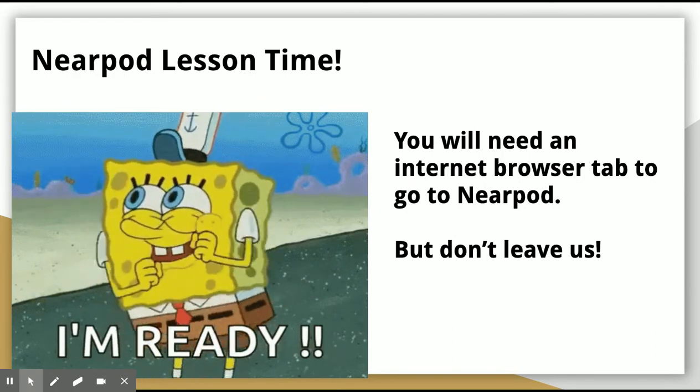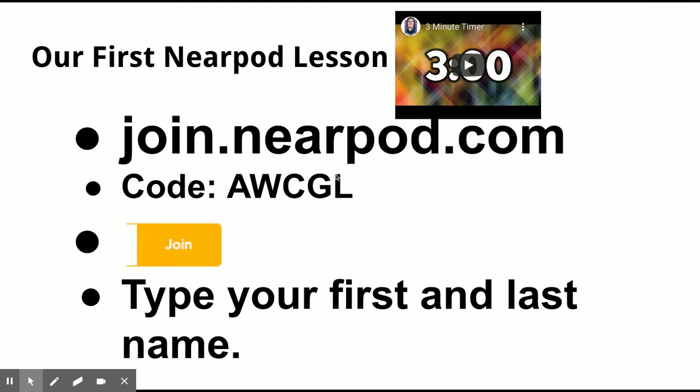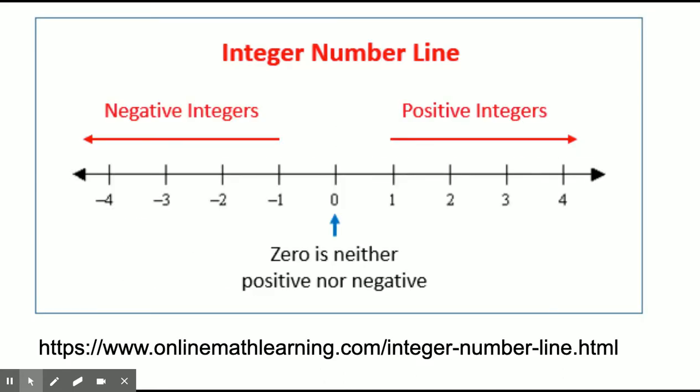We went on to Nearpod, and we had a chance to practice something on Nearpod. Now this code is not usable anymore, but if you go back to Google Classroom, there's another Nearpod code that you can use if you want to practice what we did in class today. On Nearpod, we talked about what a number line looks like with positives and negatives. Zero is in the middle. Positive numbers are on the right. Negative numbers are on the left. Notice that if you start at 0 in the middle and you go left, it goes from 0, -1, -2, and so on.